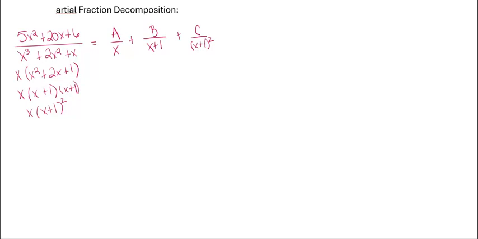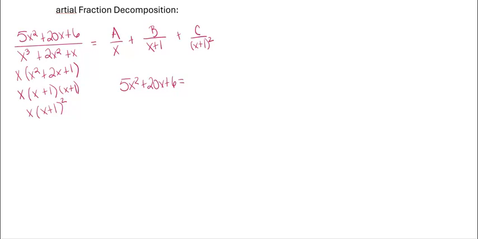And now I'm just going to follow the steps that I did before. I'm going to find my least common denominator. I'm going to add my numerators accordingly. So I'm going to rewrite my numerator as 5x squared plus 20x plus 6, and it's going to be equivalent to A times something plus B times something plus C times something.